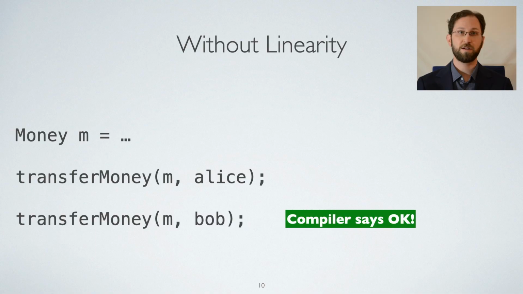Likewise, without linearity, suppose we have a reference m to some money, and we have a transfer money operation that can send that money to somebody. We can transfer the money to Alice, and then we can transfer it to Bob, and the compiler is fine with that, even though this should give some sort of runtime error, because of course once the money's been transferred to Alice, we can't also transfer it to Bob.